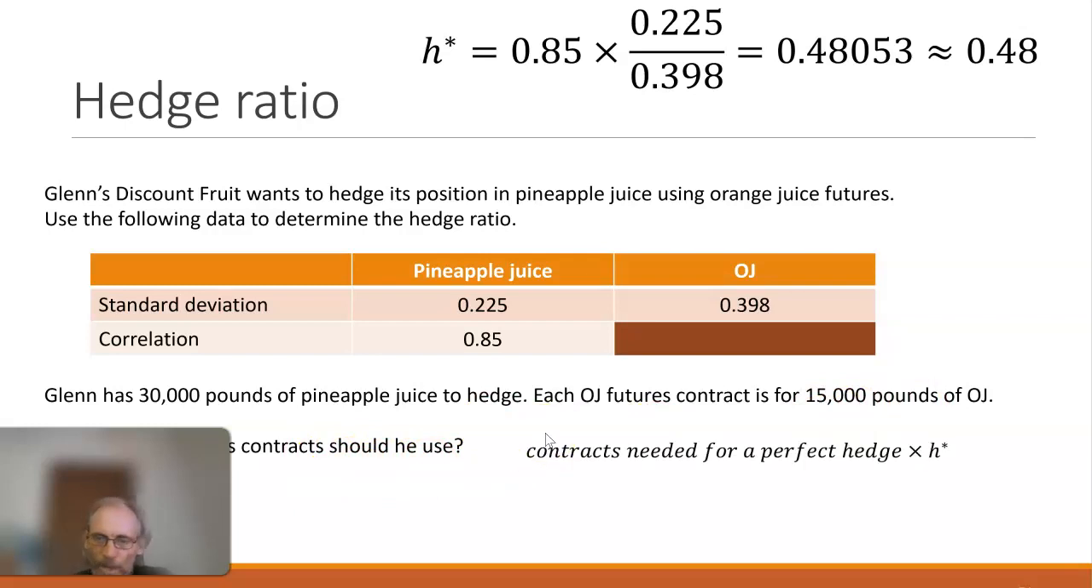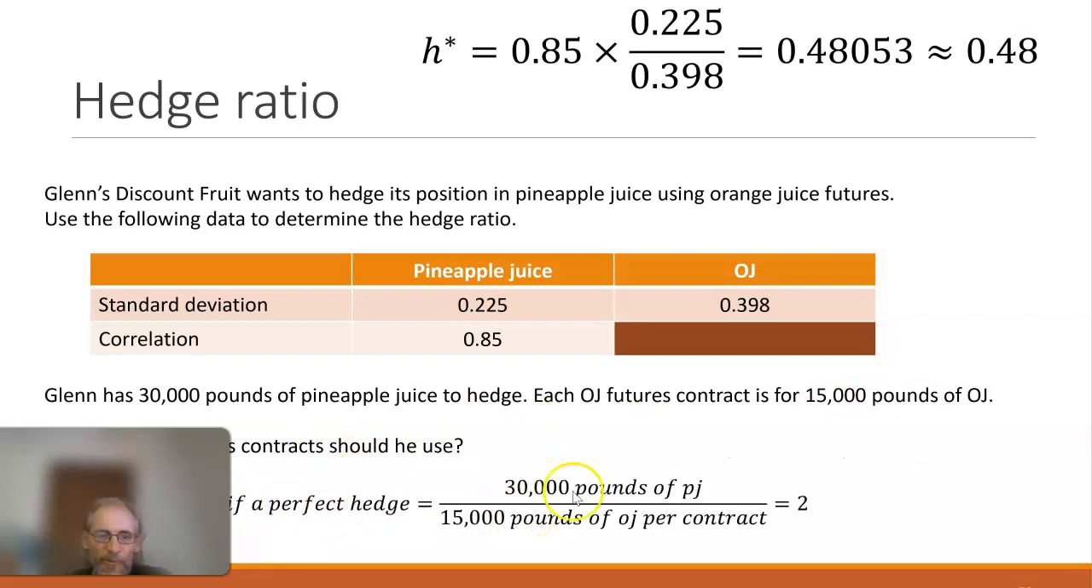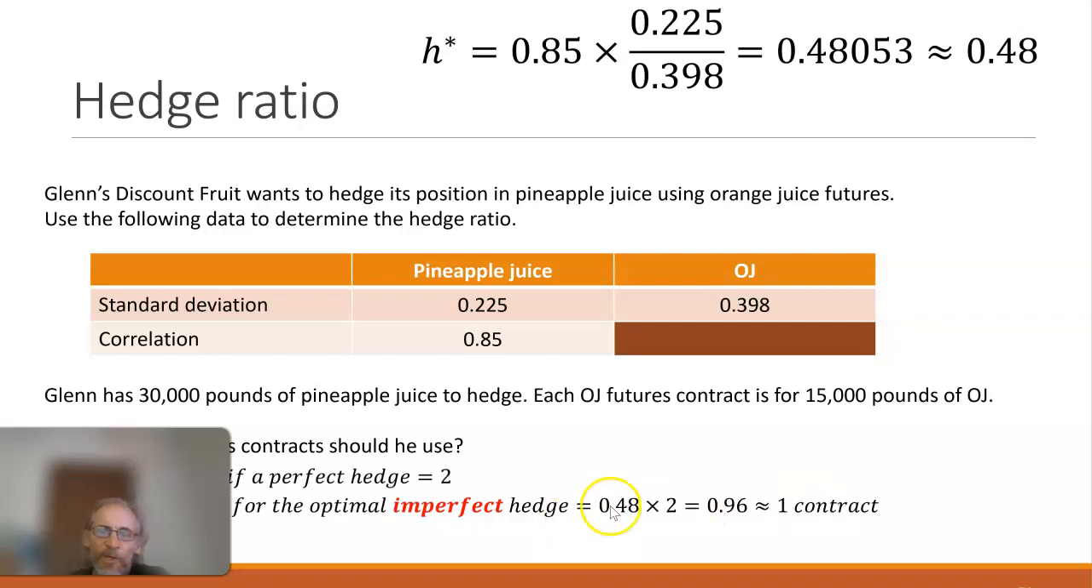Well, the contracts needed for a perfect hedge, if I'm trying to hedge 30,000 pounds and there's 15,000 pounds per contract, that would be two, right? And that would be if these things moved exactly the same, right? But they don't. So I'm going to multiply that value of 2 times my hedge ratio. And that says I need 0.96 contracts. Now, obviously, I have to use a whole number here. So I would round to the nearest whole number, and that would be one contract, right? And that's how I would do that.